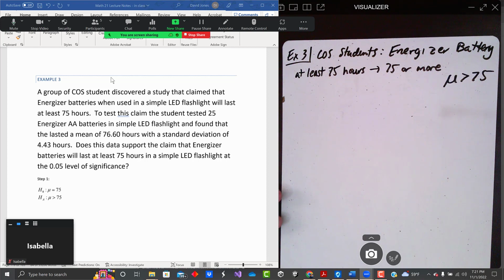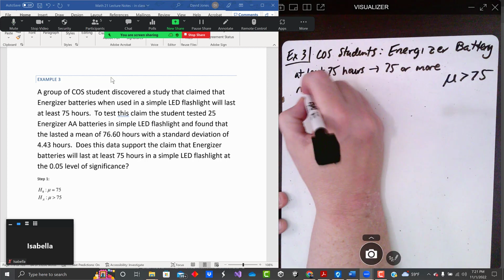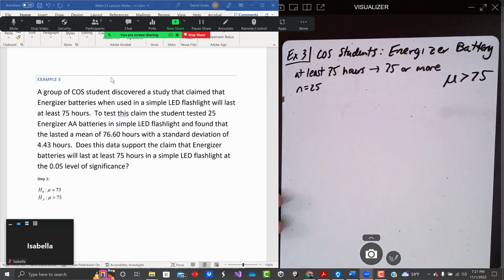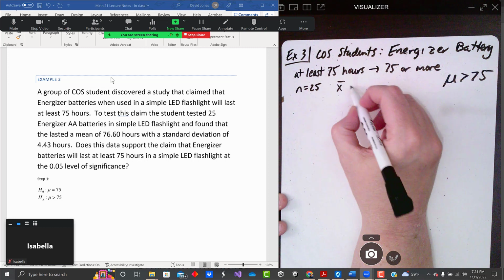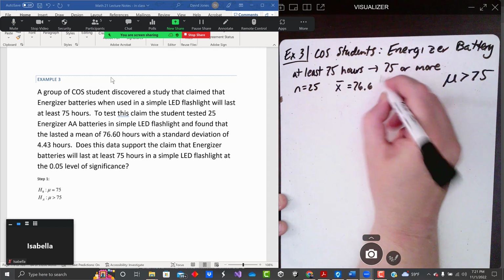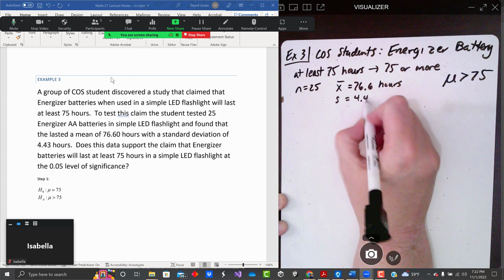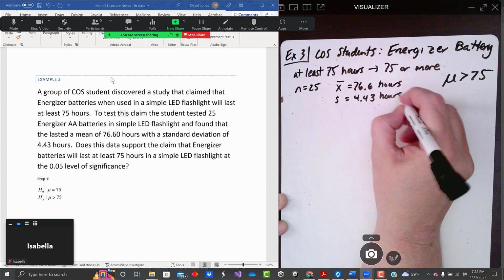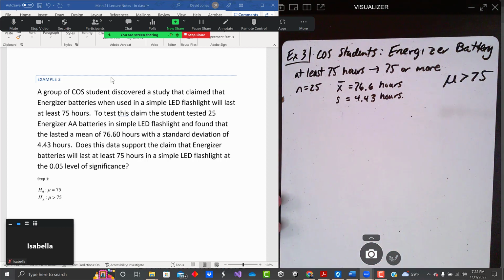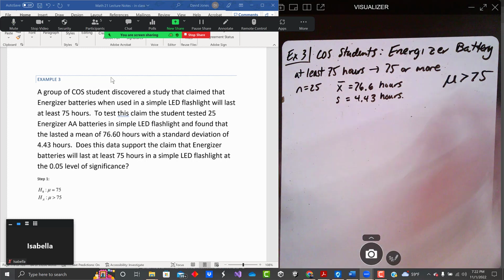To test this claim, students tested 25 Energizer AA batteries and found that they lasted a mean of 76.6 hours, with a standard deviation of 4.43 hours. Does this data support the claim that Energizer batteries will last at least 75 hours at the 0.05 level of significance?